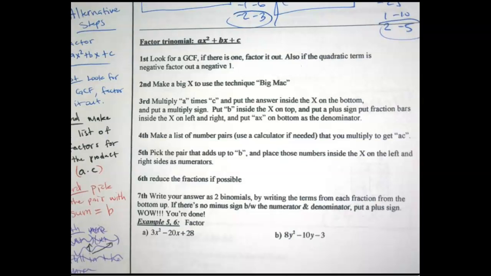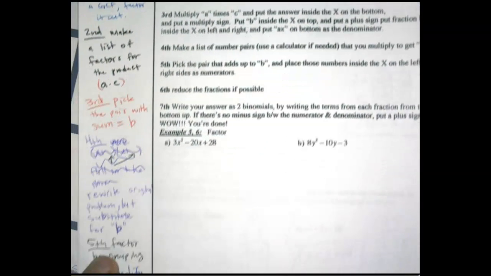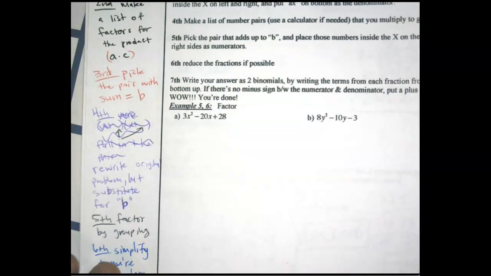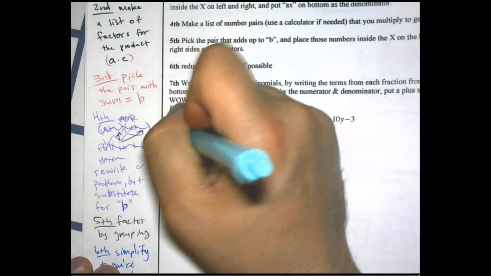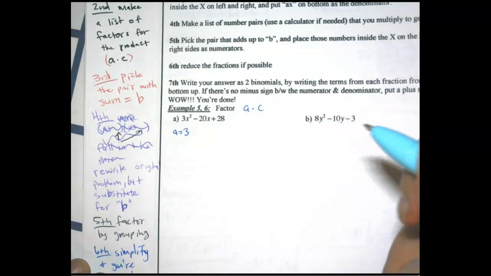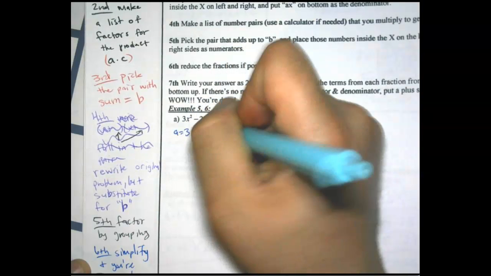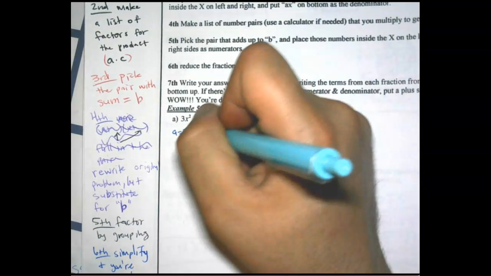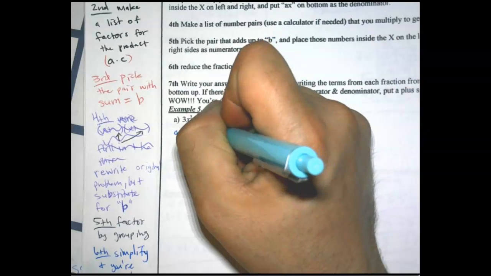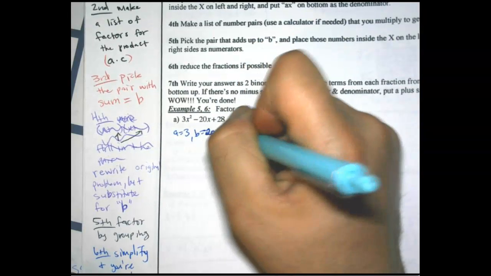And now for the ones that don't have a 1x squared. If they don't have a 1x squared, here's what I do. First, I multiply a times c. So remember, a is the coefficient of the squared term, the quadratic term. b is the coefficient of the linear term, the x. Sorry, that's a little sloppy. b is negative 20. c is the constant, so c is 28.